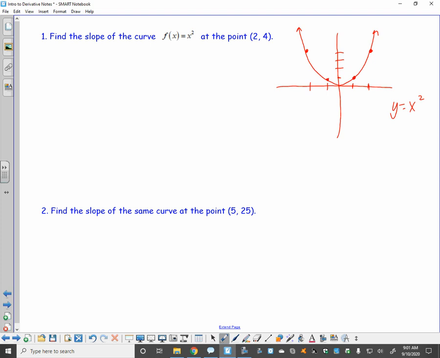Okay, and it wants to know the slope of the tangent line at the point 2, 4. So the tangent line, and I'm terrible at drawing straight lines. Now pretend that touches. That's supposed to touch at that point.